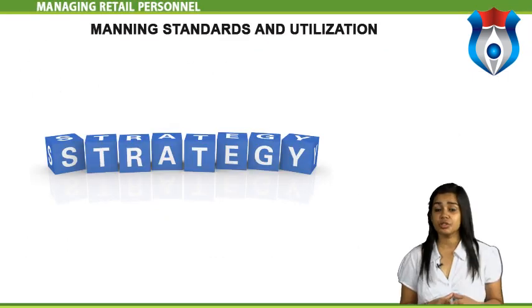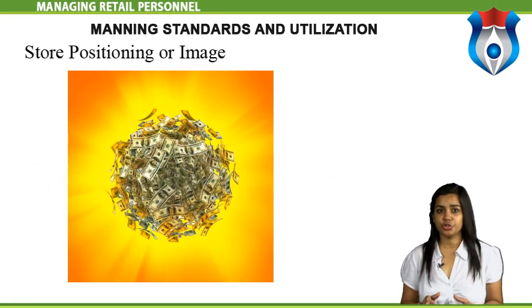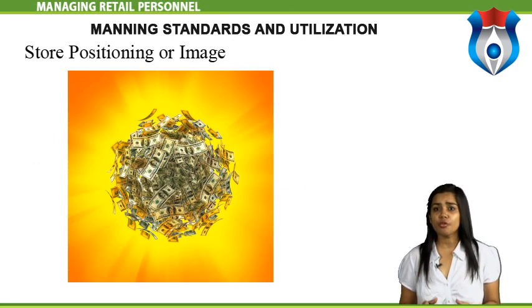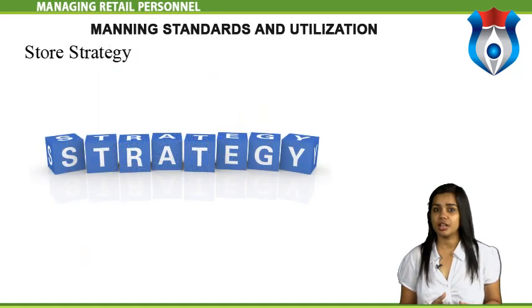The retailer needs to decide how tasks have to be grouped to provide the highest level of efficiency. Store positioning or image: the number of staff hired is often dictated by the positioning of the store. For example, a high fashion boutique store promising exclusive service will need to ensure that every customer who walks in is attended to personally. Store strategy.